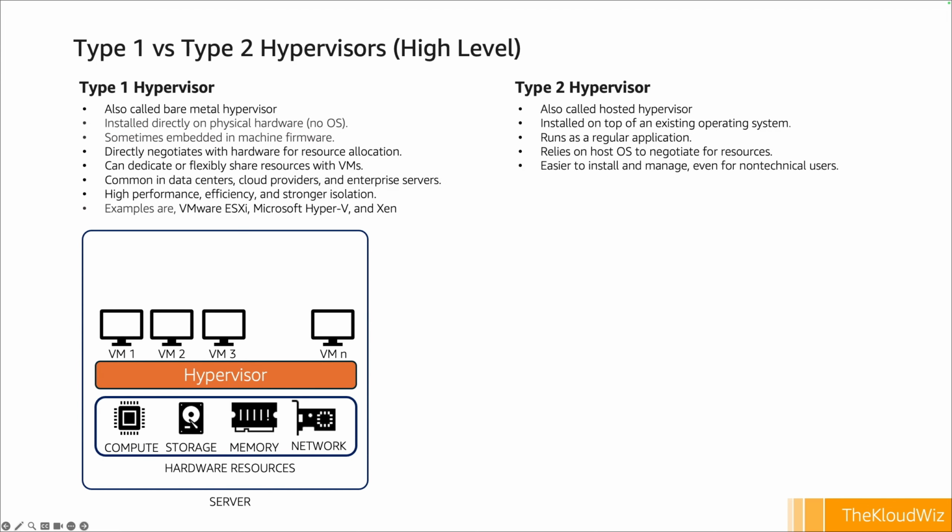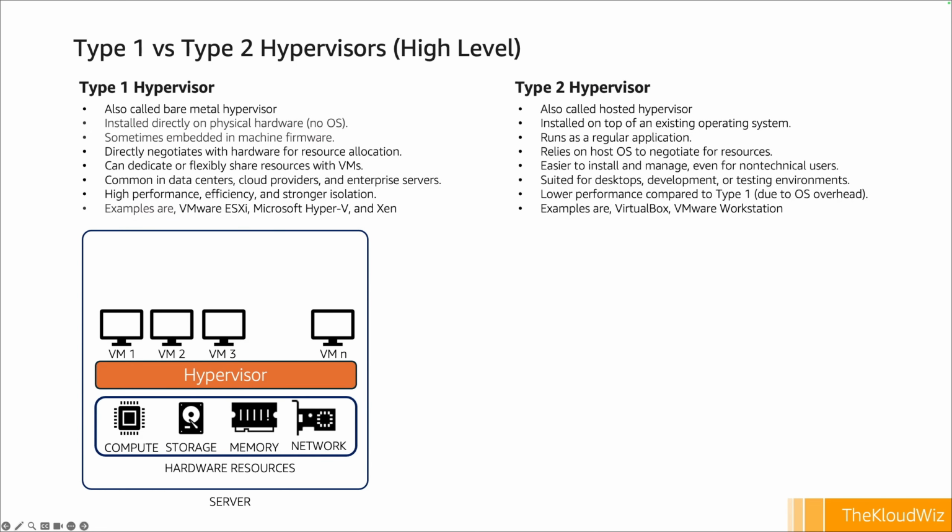It is easier to install and manage, even for non-technical users, because of course you can just go online, download it, and install and run it as a normal application. It is suitable for desktop, dev environments, and testing environments. However, it has lower performance compared to the type 1 hypervisor, due to the operating system overhead, because the operating system will also be pulling resources whilst the hypervisor also pulls resources. So a typical example is VirtualBox and VMware Workstation.